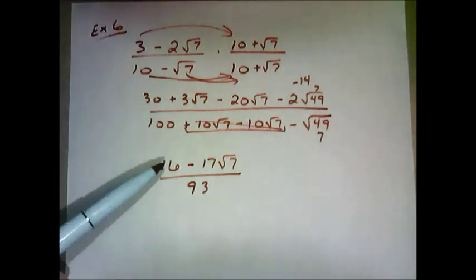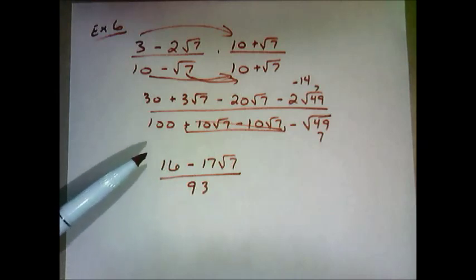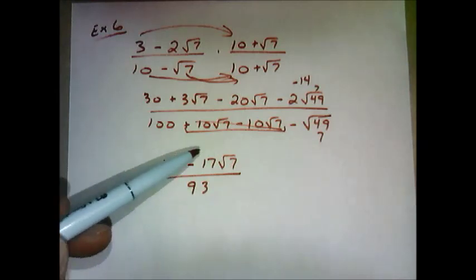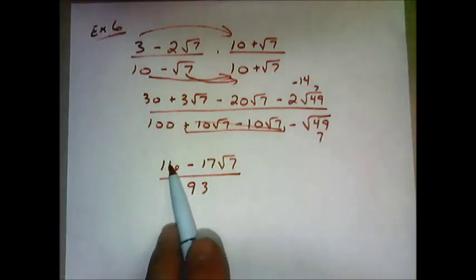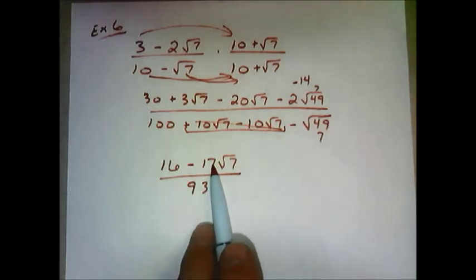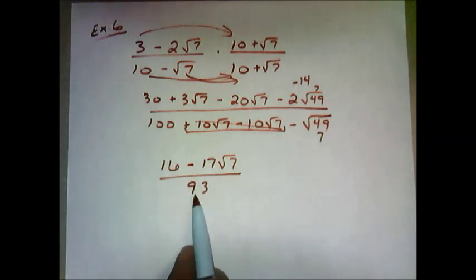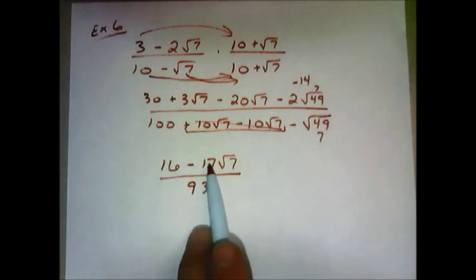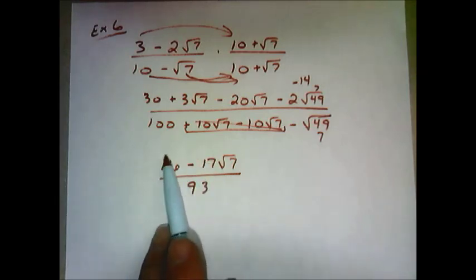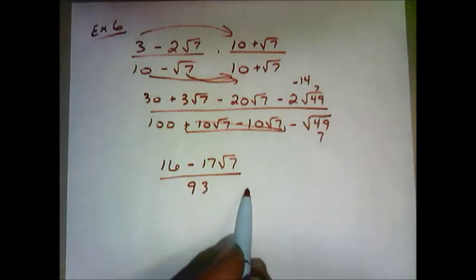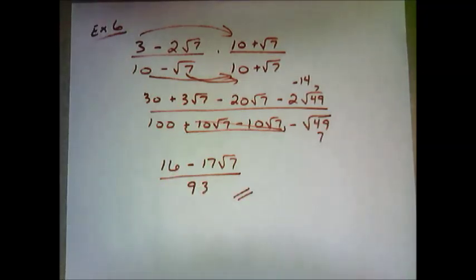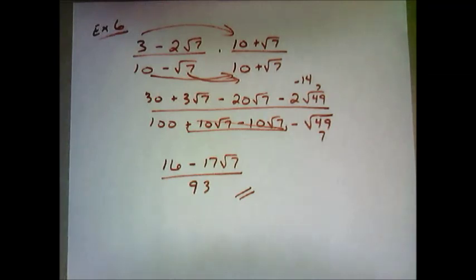Now what I'd like to do is make sure that I cannot simplify this anymore. Remember, this kind of looks like the quadratic formula. So if I can take a number out of the top, 16 and negative 17, and divide it by a number that's in 93, I would want to go ahead and do that. Well, in this case, with 16 and 17, we can't factor anything out, so we're going to leave it at 16 minus 17 radical 7 over 93. And that concludes our rationalizing denominators.